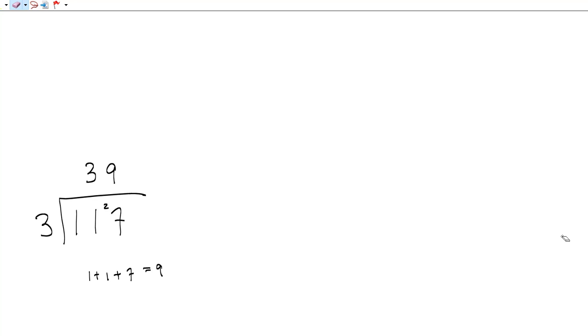39, 3 plus 9 is 12. That's got a 3 in it. So 3 goes in neatly with a quotient of 13, which is prime. So you say 117, the prime factorization is 3 times 3 times 13.